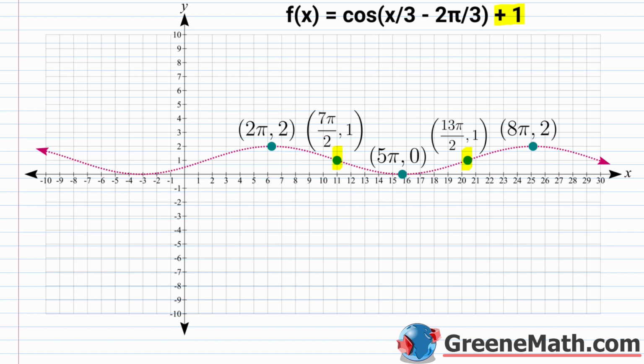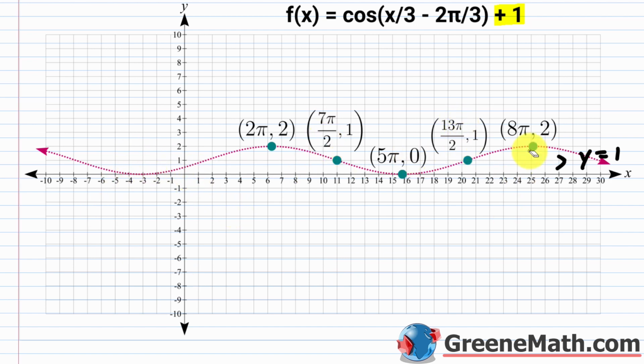Again, a lot of teachers will take and draw that new midline. So this is y equals 1. Normally it's y equals 0 or the x-axis, but because of the plus 1, it's shifted up by 1 unit. So whenever you have a point that's on that line, you're going to take the x value there, and you're going to say that's where my vertical asymptote is going to be for the secant function. So x equals 7 pi over 2 would be a vertical asymptote. X equals 13 pi over 2 would be a vertical asymptote, so on and so forth.